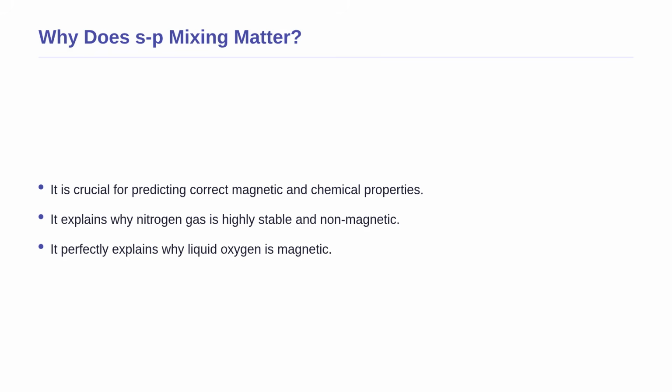Why does this matter? You might think these tiny energy shifts in invisible orbitals are insignificant, but they are absolutely crucial. Without understanding sp mixing, our theoretical models would incorrectly predict that a nitrogen molecule is highly reactive and magnetic. In reality, nitrogen makes up 78% of our atmosphere and is incredibly stable and non-magnetic. This concept also perfectly explains why liquid oxygen sticks to a magnet while liquid nitrogen does not. It gives us the power to accurately predict real-world chemical behavior.